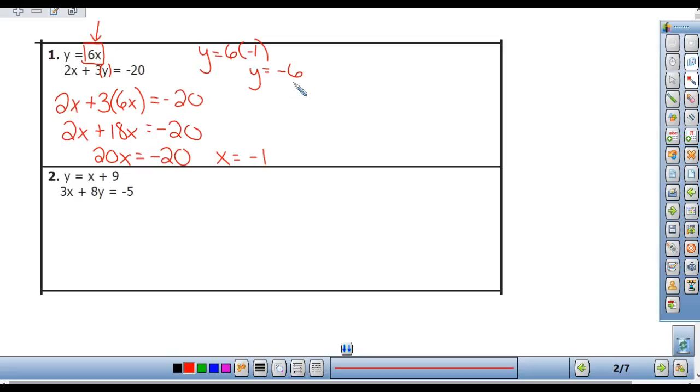Now I have to write this as a point. Remember, points are always x, comma, y. So my point is going to be, careful. There you go, negative 1, comma 6. Make sure it's in parentheses, okay, so that I know that it's an ordered pair of a point that you're solving. I can fix that. Negative 6. Good job. So far, so good?